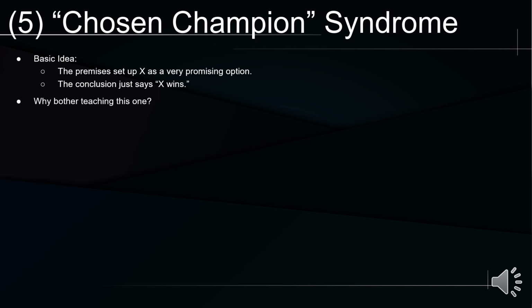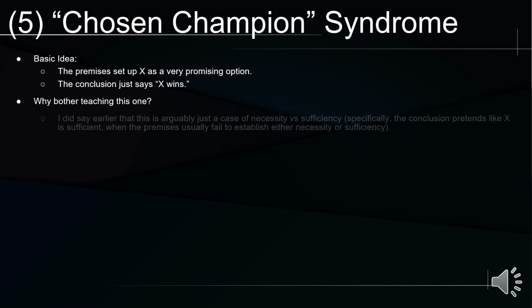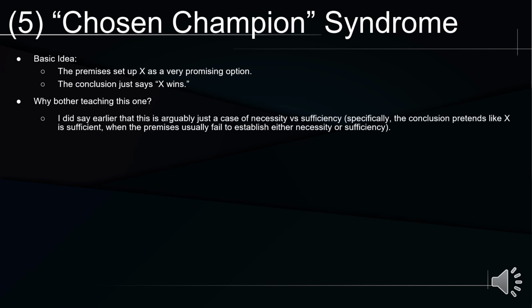So, just looking at the setup here, it may seem like, well, obviously we don't know that X being promising is the same thing as X winning. Why even bother teaching it? I mean, there's a number of reasons. I did say earlier that arguably this is just a case of necessity versus sufficiency. More specifically, the conclusion pretends like X is sufficient when the premises usually fail to establish either necessity or sufficiency. The premises haven't done anything, but then the conclusion just pretends like it's a sufficient condition.